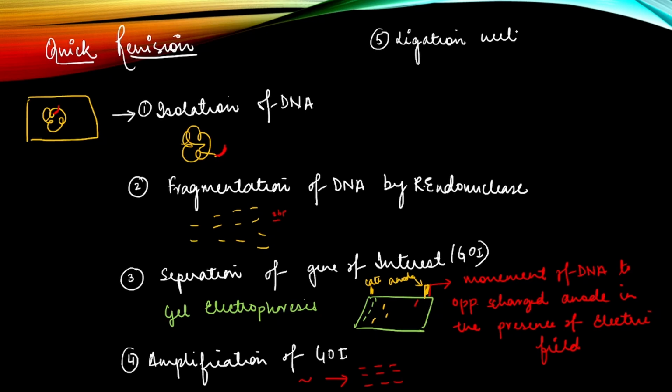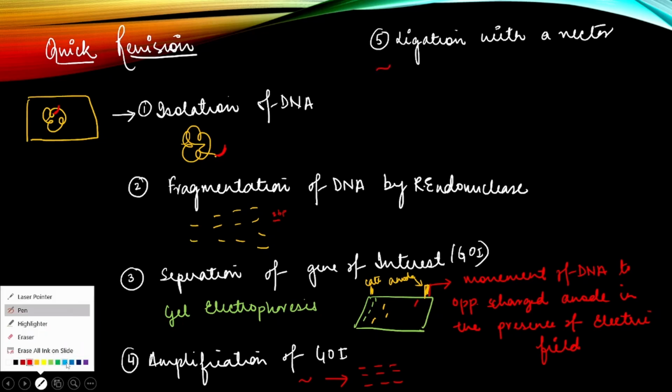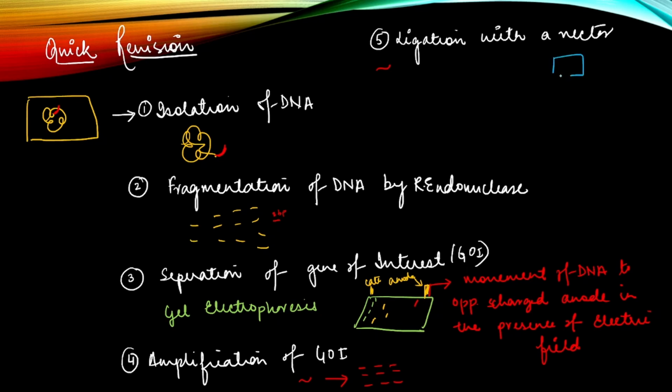Ligation with a vector. How will I ligate it? Suppose this is my gene. I'll take a bacterial cell. Say I have taken any bacterial cell, and this is the bacterial chromosome, this is the plasmid. So I took out the plasmid, I cut the plasmid.